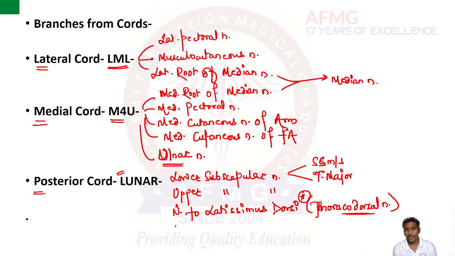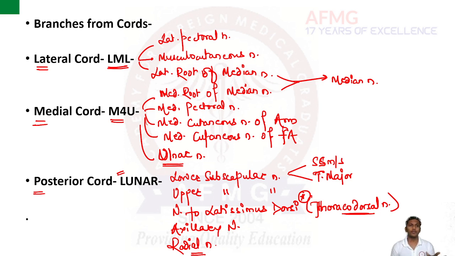Whereas A goes for your axillary nerve. Please remember, A for your axillary nerve, which is also known as your surgeon's nerve. And lastly, R goes for your radial nerve. The radial nerve is a very important branch of your posterior cord. Right? So please remember these. So these are the branches of the cords.